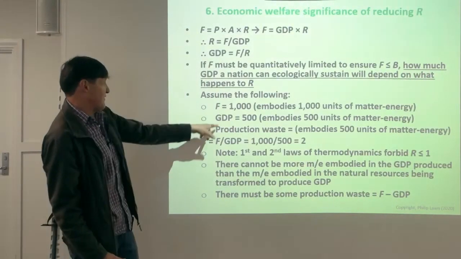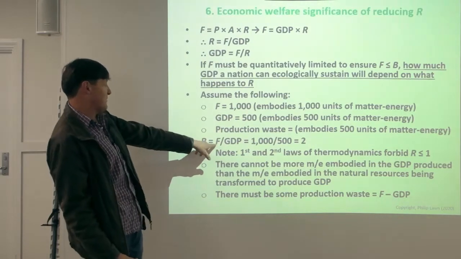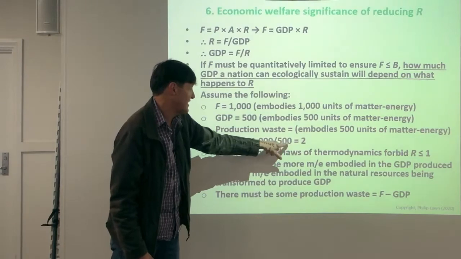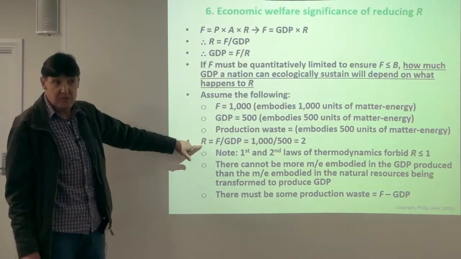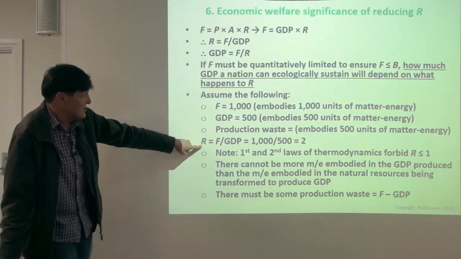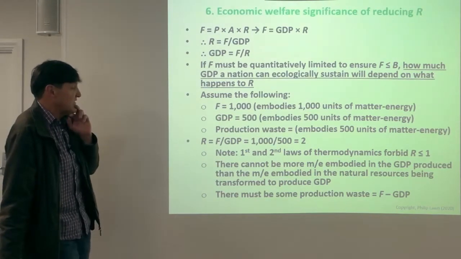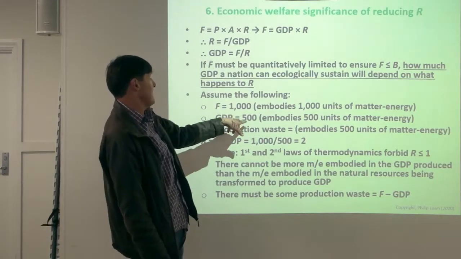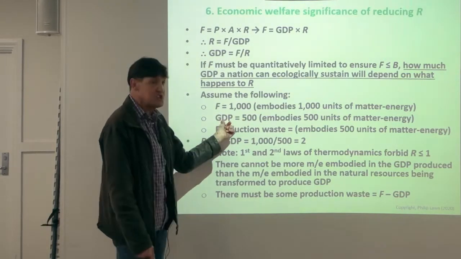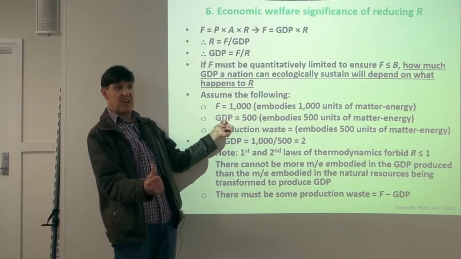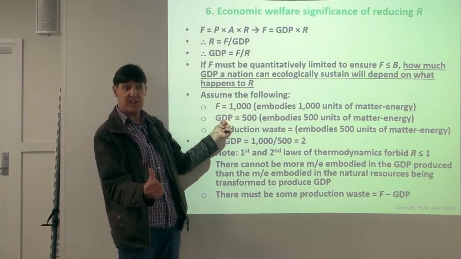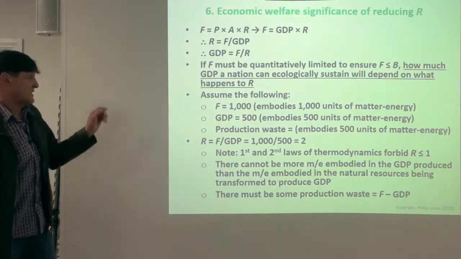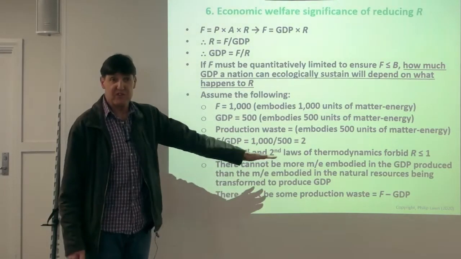All right, so if that was what was happening, then R would be equal to F, which is 1,000, divided by 500, equals 2. So we'd basically have the resource intensity of production equal to 2, meaning that for every 1 unit of matter and energy embodied in GDP produced, we've had to exploit and use resources embodying two units.